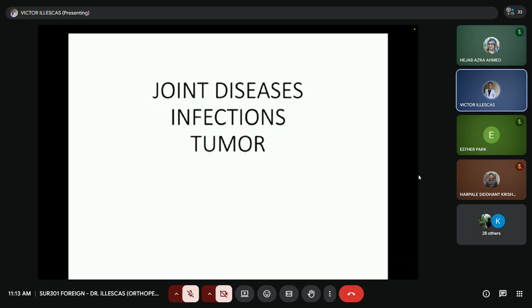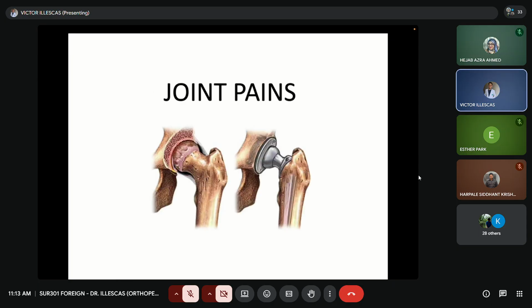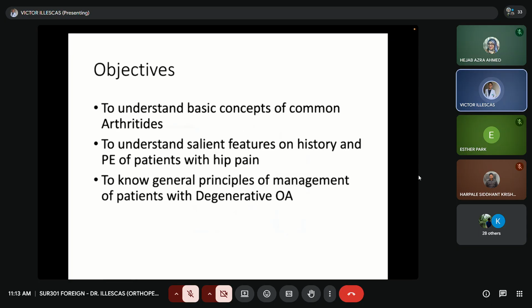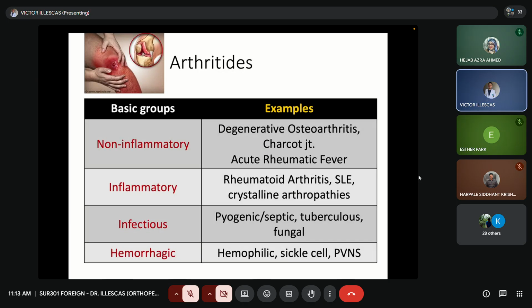Okay? So today we'll be discussing joint diseases, infections, and two more. Let's start with joint pains. We want to understand the basic concepts of arthritis, understand the salient features and history taking, as well as physical examinations of patients. We know the general principles and management of arthritis. So please remember this slide. We categorize the different arthritis into non-inflammatory, inflammatory, infectious, and hemorrhagic diseases.